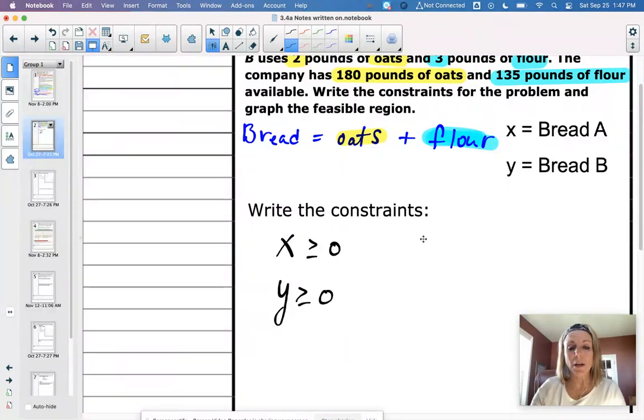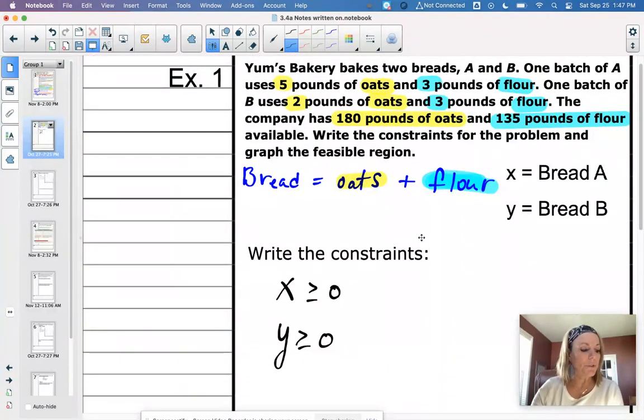Now my other constraints, I'm going to put all the oats together and then all the flour together because it says the company has 180 pounds of oats and 135 pounds of flour. That means we have that many, but we don't have any more than that. So the 180 is the maximum. That means the alligator is going to be eating the 180.